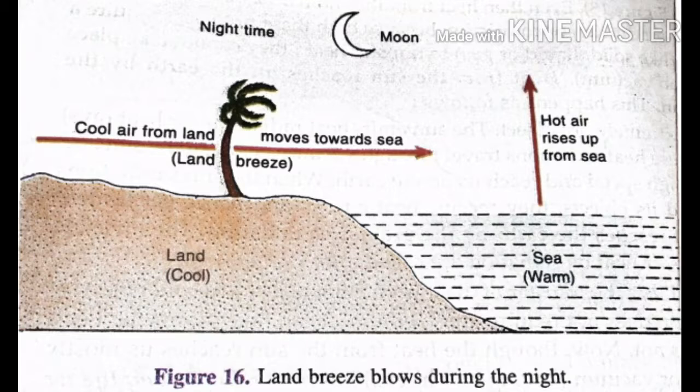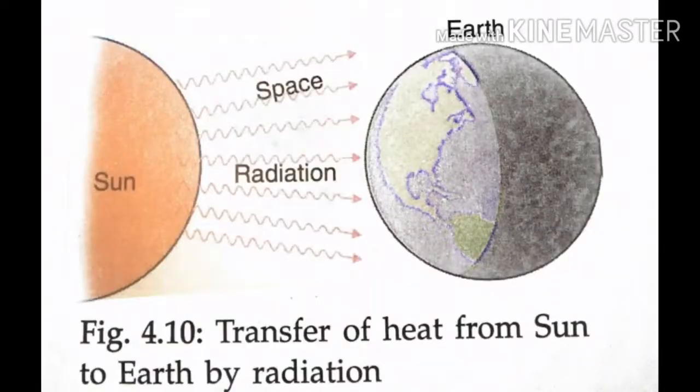So, a gentle cooler wind blows from the land to the sea at night, which is known as the land breeze. A gentle cool wind blows from the land to sea at night time, which is known as the land breeze. Now we'll see radiation.